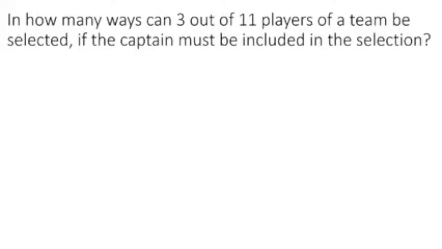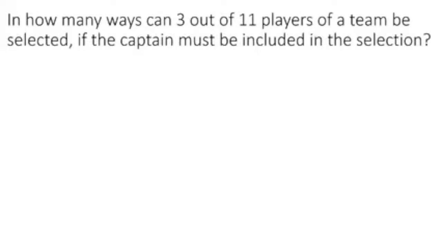In how many ways can 3 out of 11 players of a team be selected if the captain must be included in the selection? So guys, when the captain is included, for how many people are we still doing the selection? 2 or 3? Only 2 people from the available 10 people, because one captain has already been chosen there. So the remaining is only 10 people. So the answer is 10C2, right?